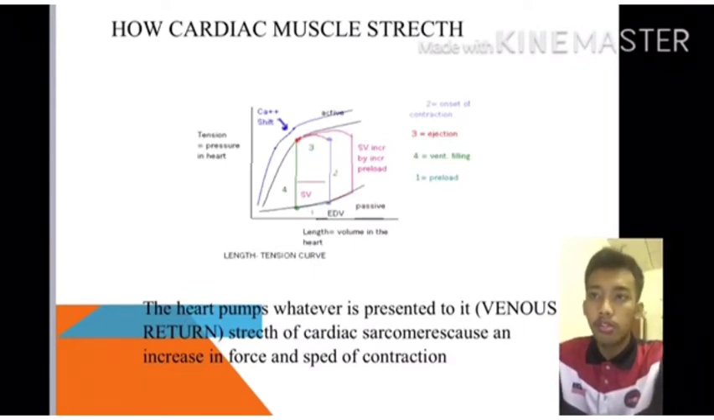Now, how does cardiac muscle stretch? The heart pumps whatever is presented to it. With venous return, stretch of cardiac sarcomeres causes an increase in force and speed of contraction.